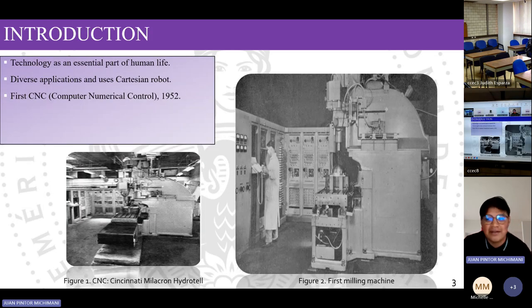Over the years, humans have created machines that assist with every task, particularly machines created for the industrial sector. This pursuit led to the development of the first CNC machine in 1952, which was designed to manufacture parts in industrial settings and automate machining processes. In figure one, we can observe the first CNC machine ever created. The figure also shows the first milling machine used for drilling blades.